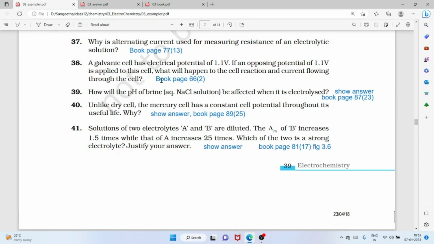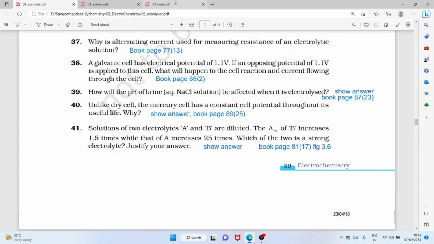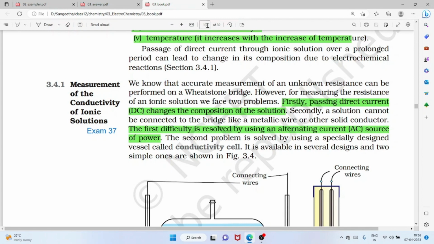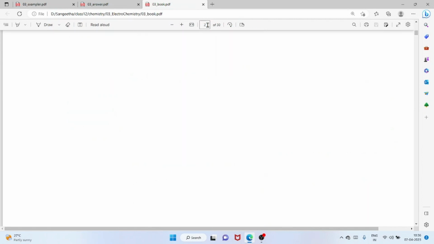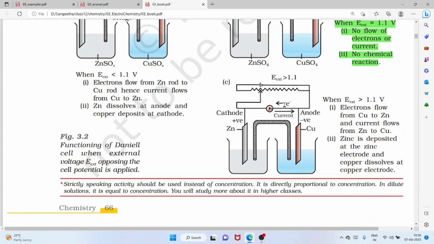In a galvanic cell that has an electric potential of 1.1 volt, if an opposing potential of 1.1 volt is applied, what will happen to the cell reaction and the current? It will flow in the opposite direction. See, they are applying the opposite voltage, so electrons flow from this to this. Zinc is deposited.